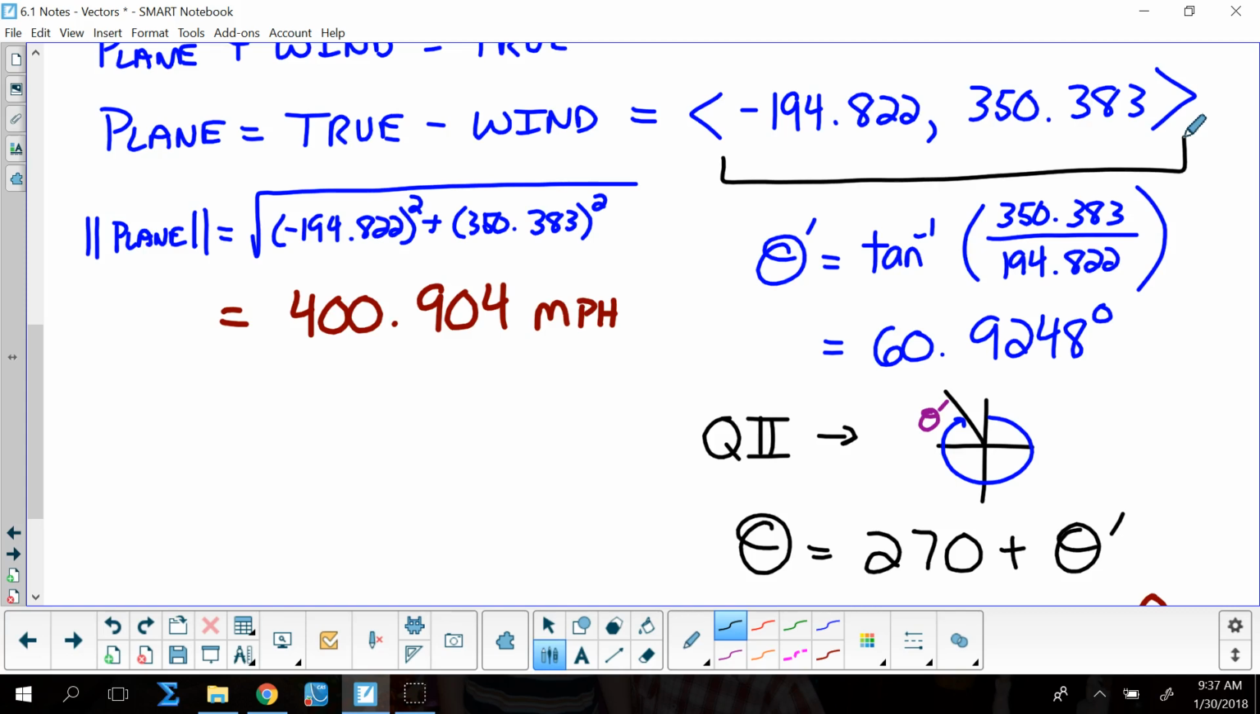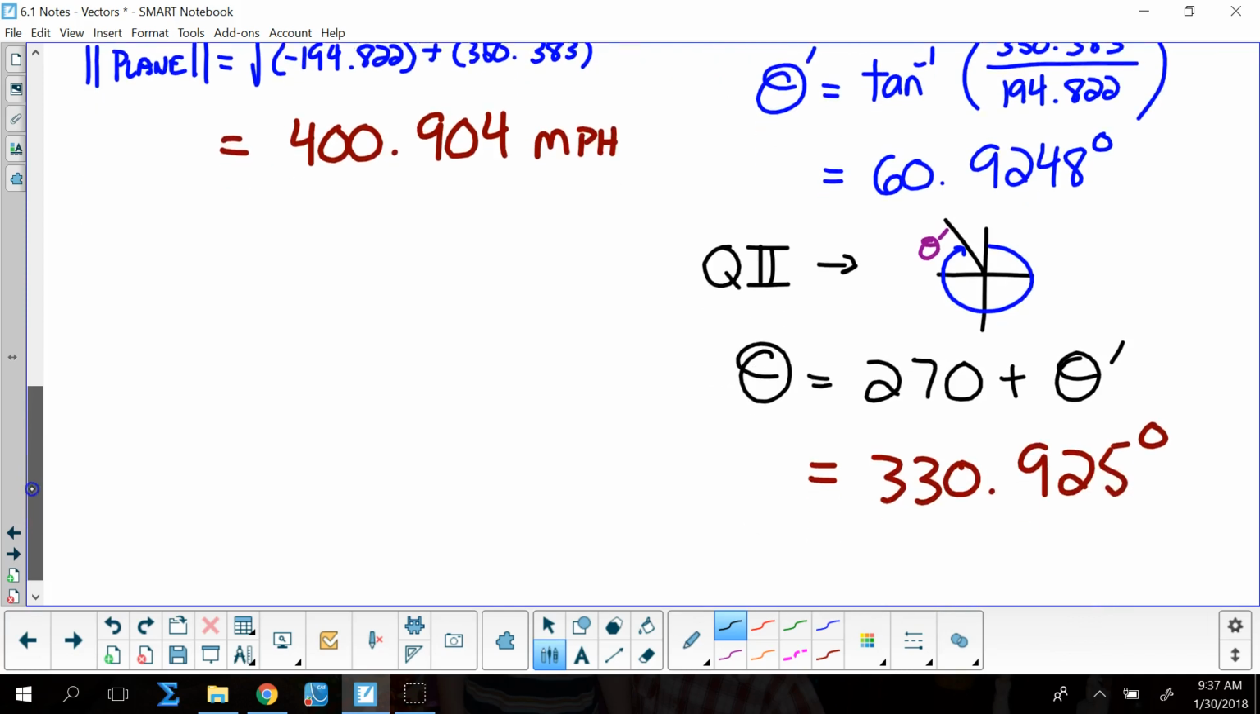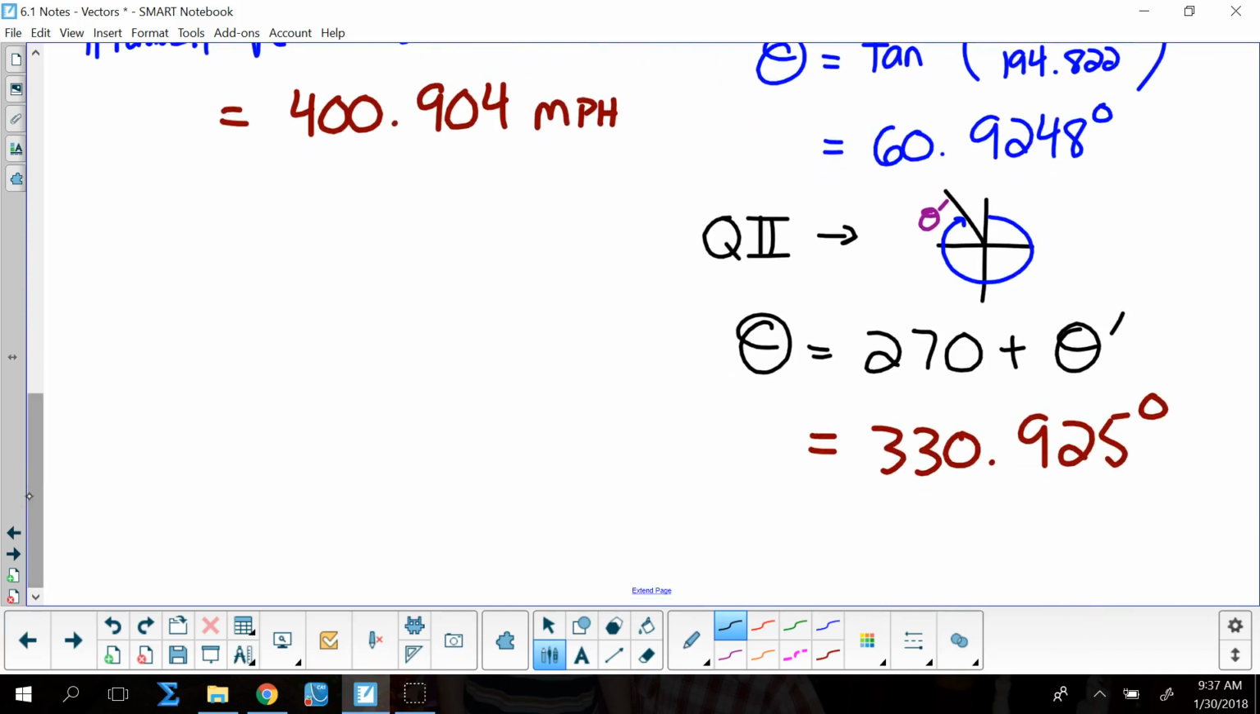Okay? Yes, ma'am? Why would you add the 271 to find the bearing? Why wouldn't you just use the unit circle? I could use the unit circle, but that gives me a trig angle. I need a bearing angle. Remember, in trig, 0 is straight out to the right, and I go counterclockwise. Does it matter which one you use? Bearing is 0 is straight up, and I go clockwise then.